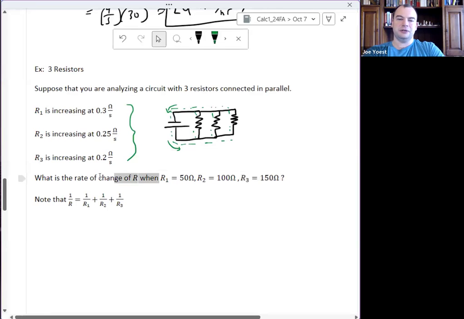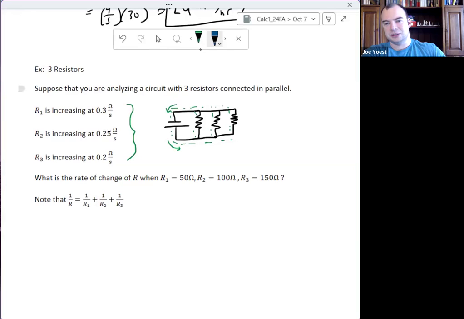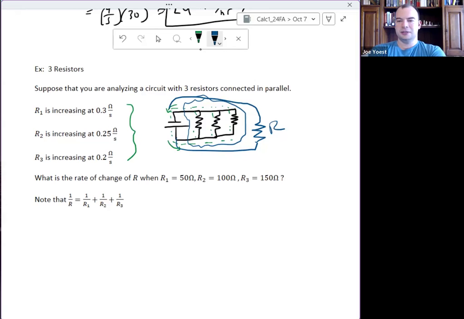And our goal is to find the rate of change of the overall resistance. If I were to encapsulate this whole circuit and pretend like it was just one big resistor R, or I suppose with multiple resistors in parallel this would be a smaller resistor R, but one single resistor R that's handling all the current, right?